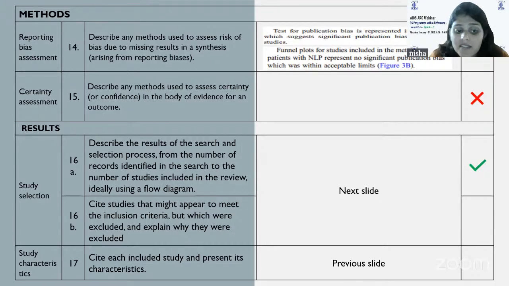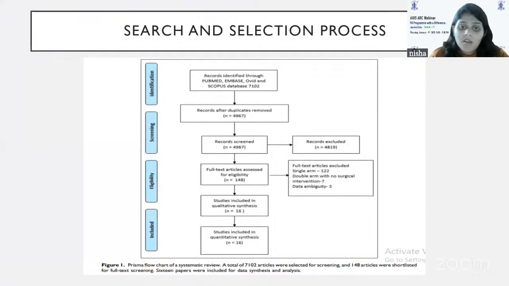And then the next, 16B, is to cite studies that may appear to meet the inclusion criteria but were excluded, and what the reason for excluding them was. And study characteristics, as I already mentioned in the previous slide, they had given a very good table explaining the characteristics of the different studies. So this is a flow chart for the search and selection process.